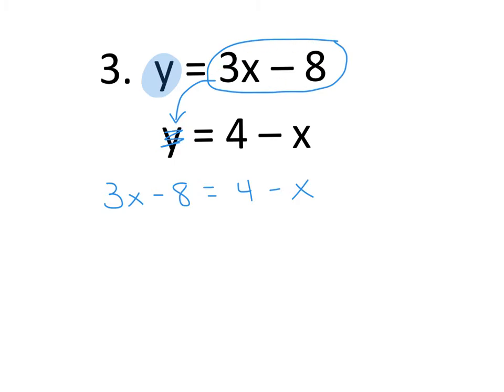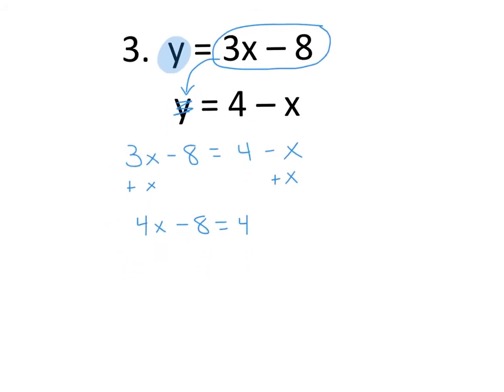Okay, substituting. Now, guys, we're going to solve this. There's going to be a lot of ways to solve this. I'm going to start by just adding my x over, but you could have done something different. So 4x minus 8 equals 4. I'm going to add that 8 over to the other side and get 4x equals 12. And so then when I divide, x equals 3.